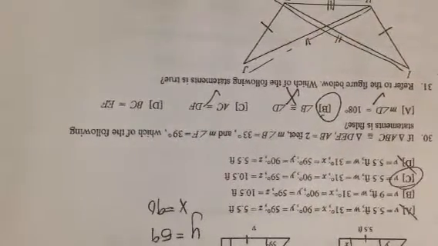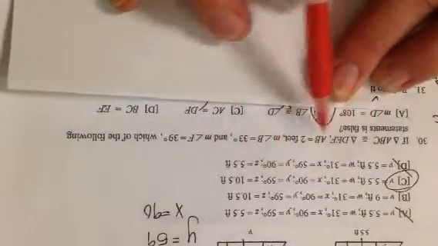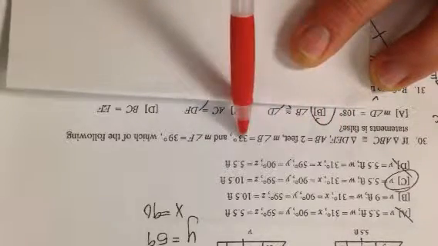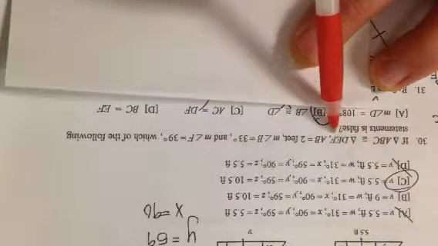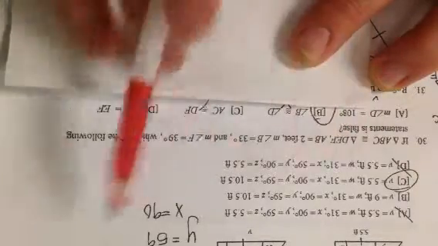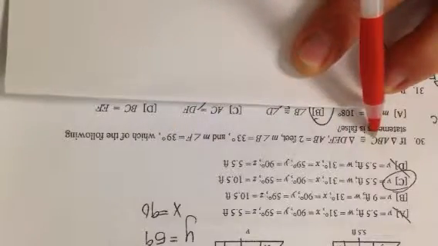Now, number 30, it says in triangle ABC, if triangle ABC is congruent to DEF, then AB is 2 feet, which means DE has to be 2 feet because that's also the first two letters. Angle B is 33 degrees, which means angle E is 33 degrees by looking at the congruent statement here. And then angle F equals 39 degrees, which is the same as angle C here.